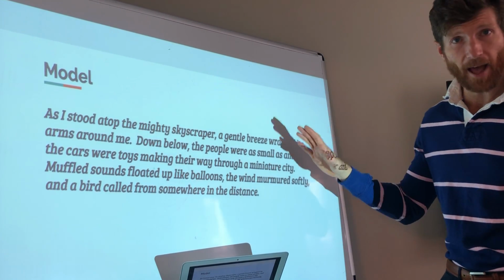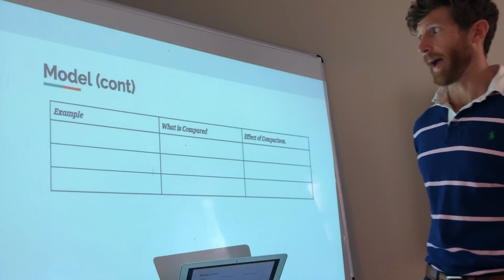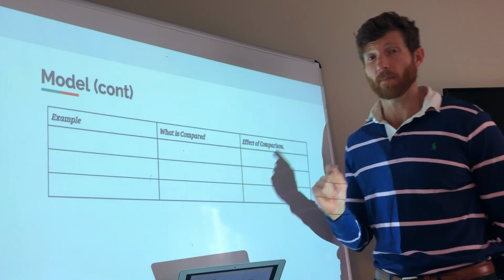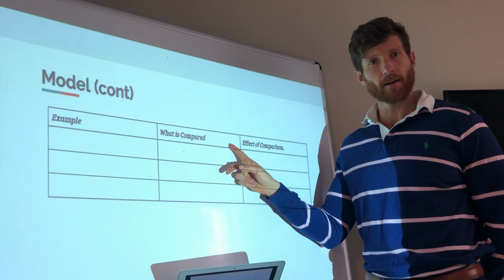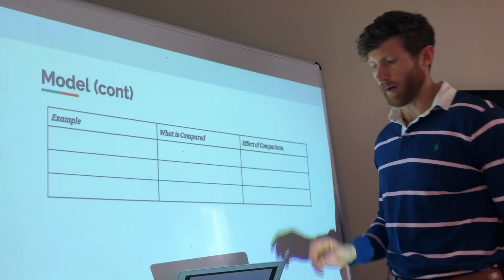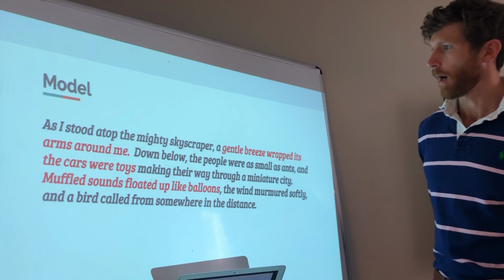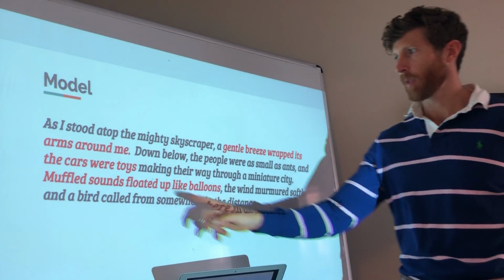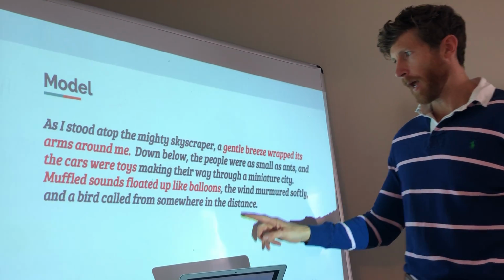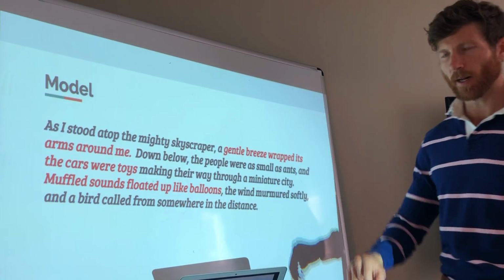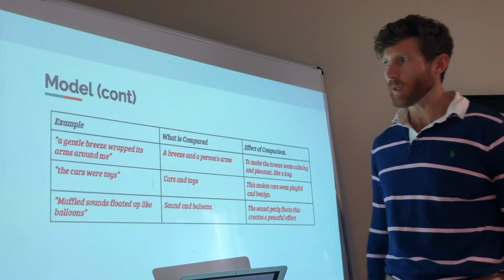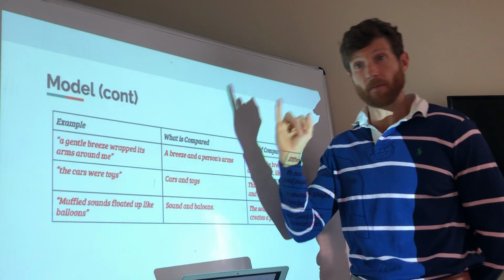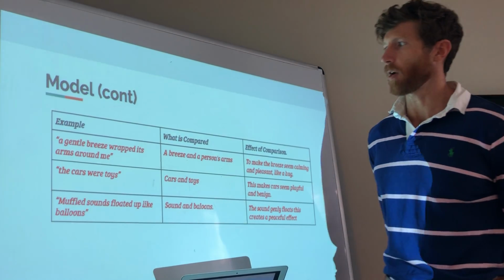Wow, now there's a lot of figurative language here to unpack, okay? So we're going to pull out a couple examples and look at them. We're going to be looking at what is compared and then the effect of the comparison, okay? So, what did I pull? Gentle breeze wrapped its arms around me. The cars were toys. And muffled sounds floated up like balloons. So, I put these examples in my graphic organizer. Let's start with the first one. A gentle breeze wrapped its arms around me.